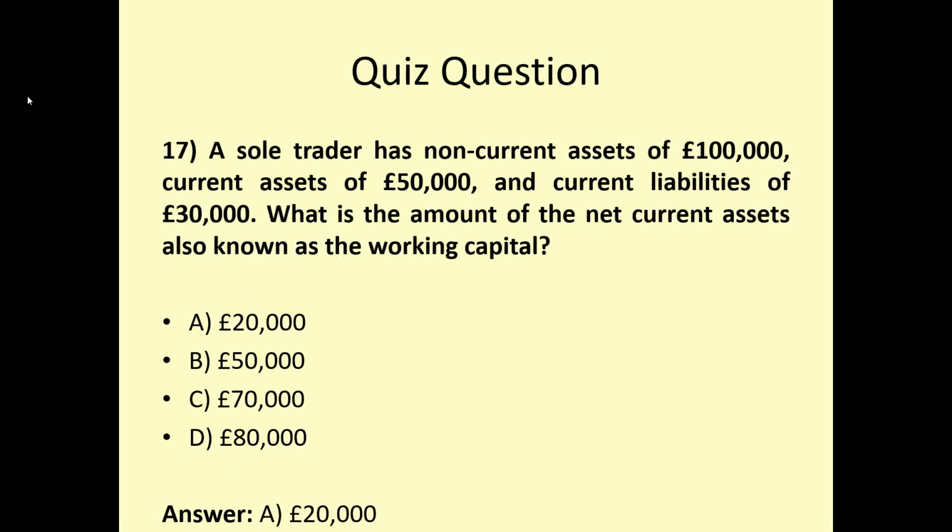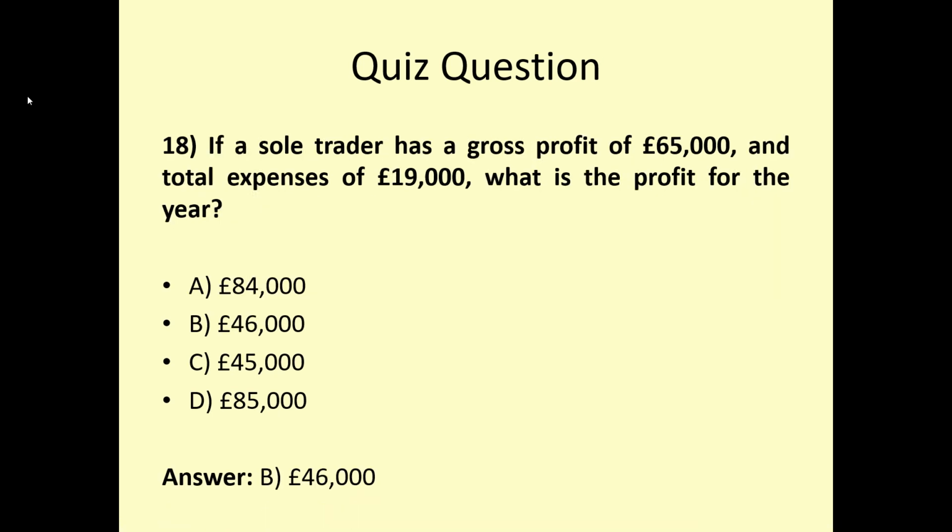Question 17. A sole trader has non-current assets of £100,000, current assets of £50,000, and current liabilities of £30,000. What is the amount of net current assets, also known as working capital? And the answer is A, £20,000. Question 18. If a sole trader has the gross profit of £65,000 and total expenses of £19,000, what is the profit for the year? And the answer is B, £46,000.